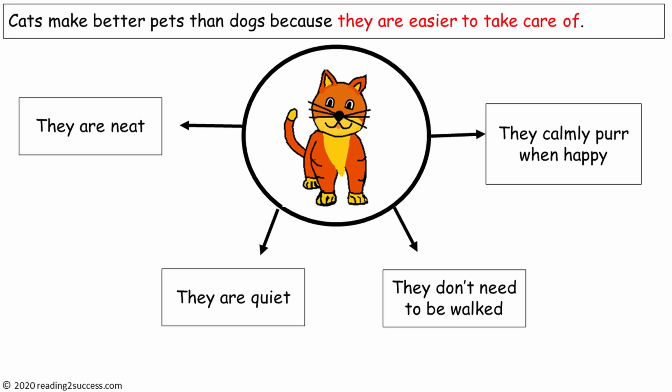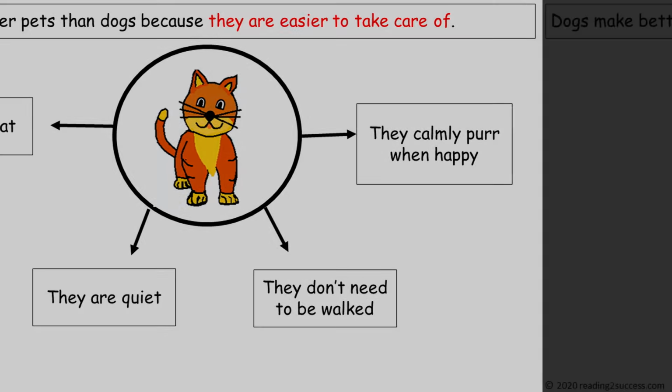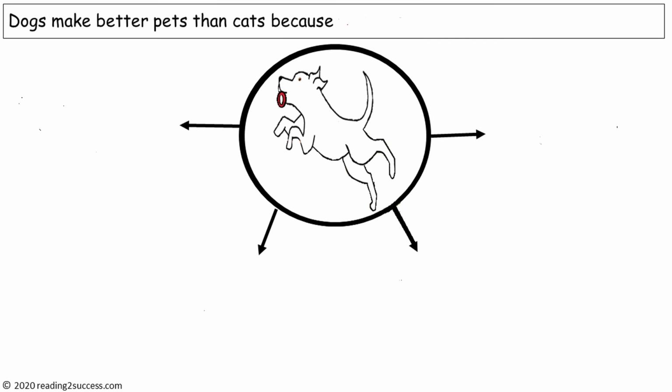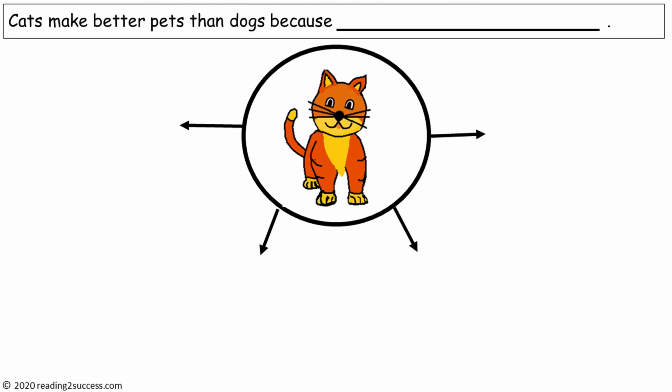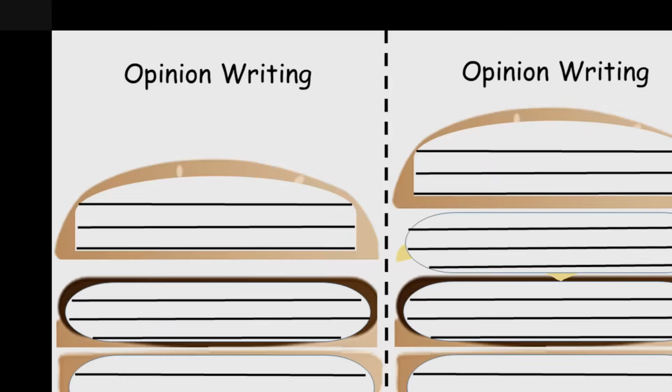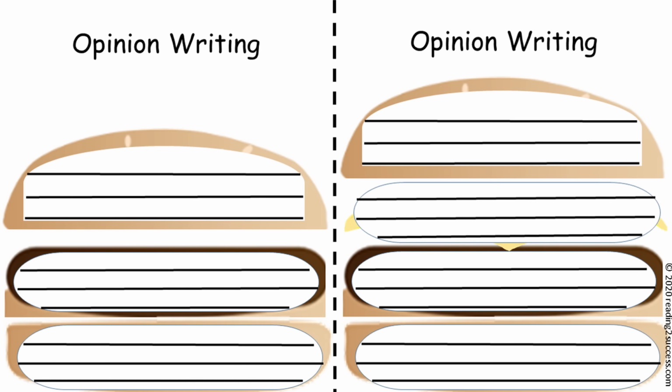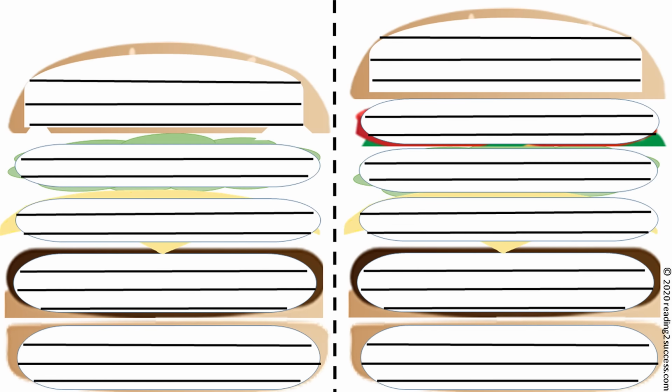Or the other opinion, cats make better pets than dogs because they are easier to take care of. They are neat. They are quiet. They don't need to be walked. And they calmly purr when happy. And these were the templates that were just shown. And these are the templates for opinion writing of different topics.